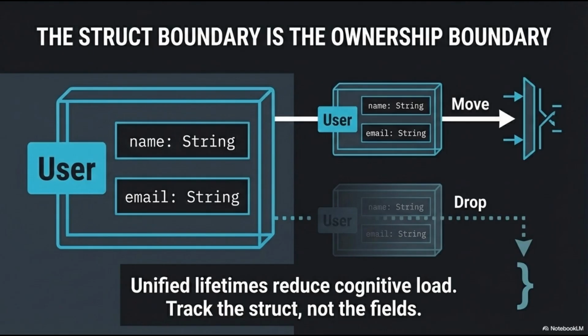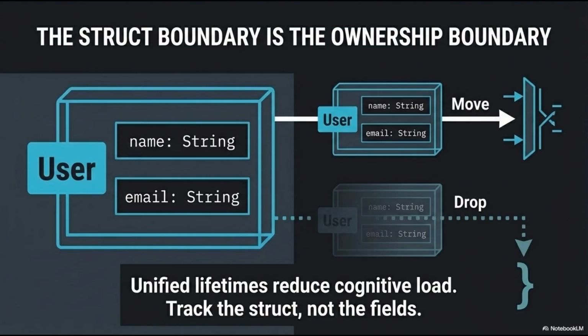Okay, that makes sense. And that unity is precisely what makes the borrow checker tractable for large-scale enterprise programs. Because otherwise you'd be tracking a million tiny lifetimes. Exactly. You don't track the lifetime of the name and the email independently. You just track the user. So when the user instance goes out of scope, every single field inside it is recursively dropped automatically. Nice. And when you move that user into a function by value, all of its fields move as a single indivisible bundle. It reduces the cognitive load dramatically. Because the struct boundary is the ownership boundary. Precisely.